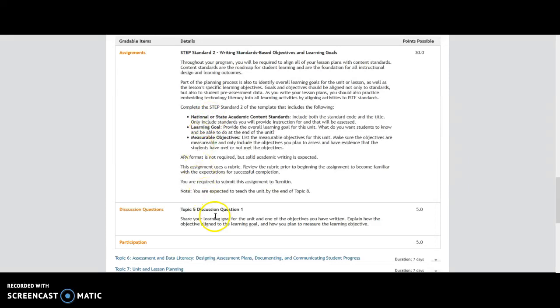The discussion says share the learning goal and the objectives and give feedback to each, and make sure you show how they're aligned to the learning goal. A standard will help as well.